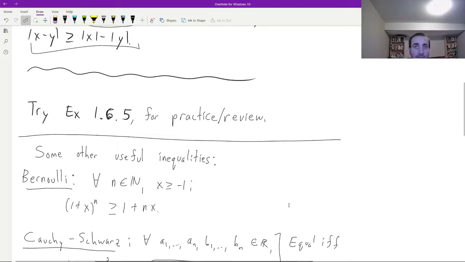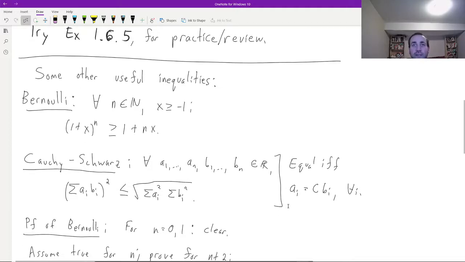There are a few other useful inequalities that we're going to be using in this course, although not really immediately, and so I'm going to review them sort of at the same time. The first of these is called the Bernoulli inequality, and it says the following: for every integer n, and for all real x bigger than or equal to minus 1, (1 plus x) to the n is bigger than 1 plus n times x. So this is sort of a linearization inequality, right?